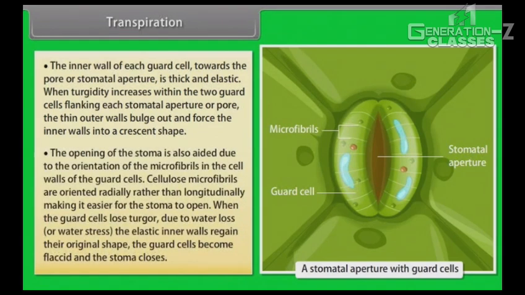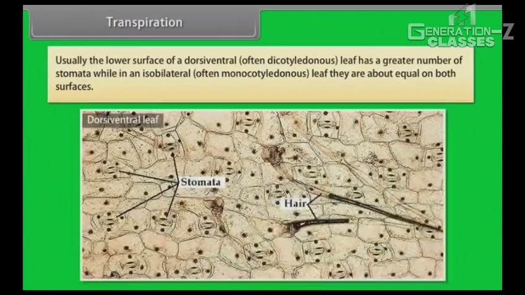The opening of the stomata is also aided due to the orientation of the microfibrils in the cell walls of the guard cells. Cellulose microfibrils are oriented radially rather than longitudinally, making it easier for the stoma to open. When the guard cells lose turgor due to water loss or water stress, the elastic inner walls regain their original shape. The guard cells become flaccid and the stoma closes. Usually the lower surface of a dorsiventral, or often dicotyledonous, leaf has a greater number of stomata, while in an isobilateral, or often monocotyledonous, leaf, they are about equal on both surfaces.